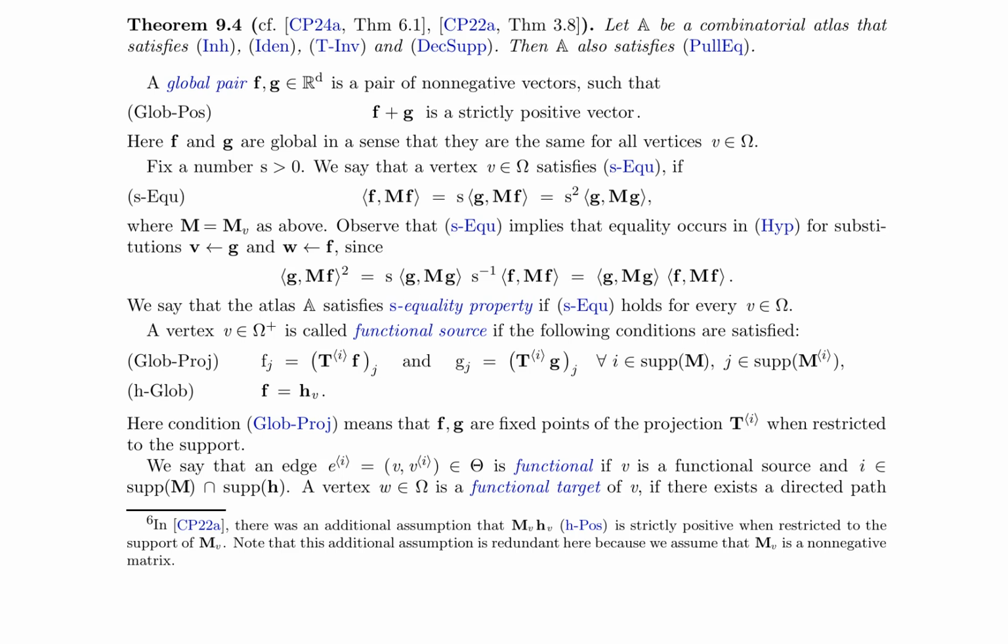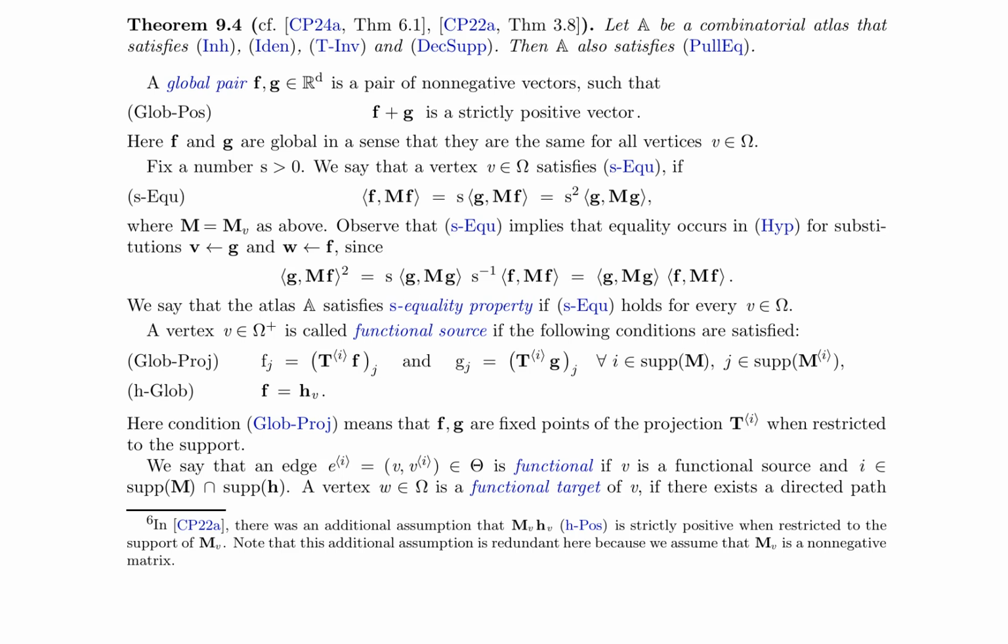This theorem states that if a combinatorial atlas A satisfies certain properties such as inheritance, pullback, and hyperbolicity, then every functional target of a non-sink vertex V that satisfies the equality property with constant S will also satisfy the same property with the same constant S.